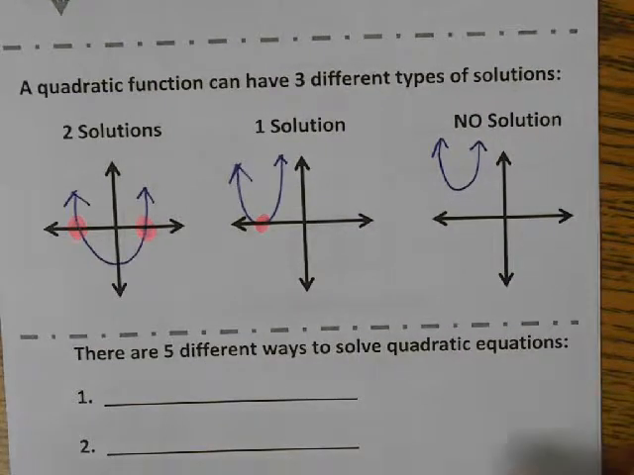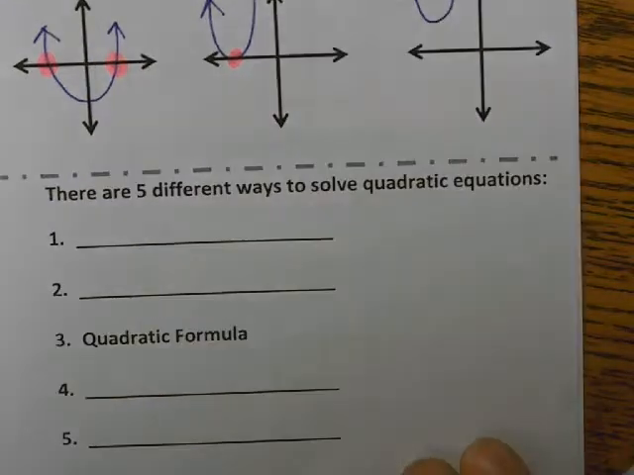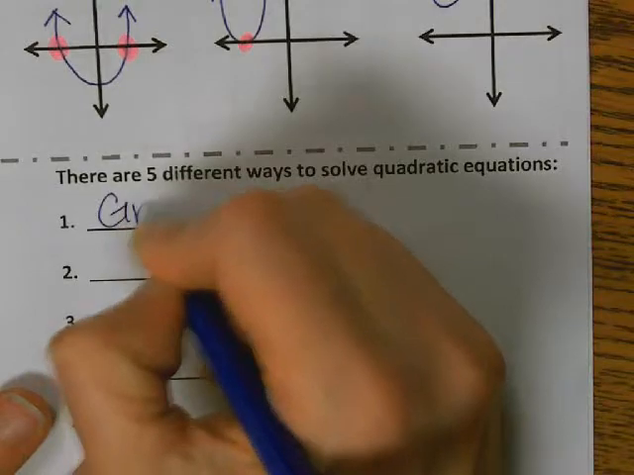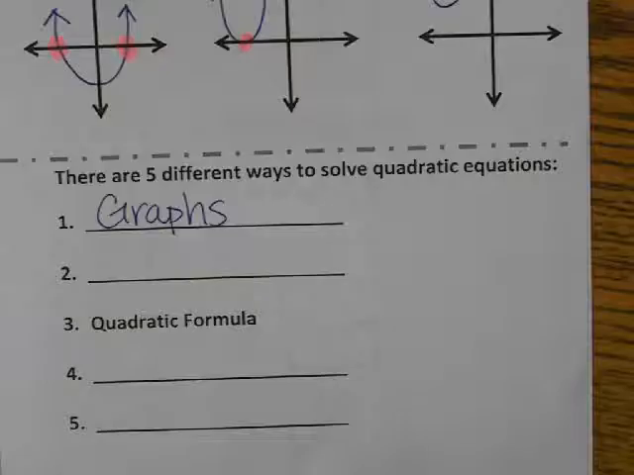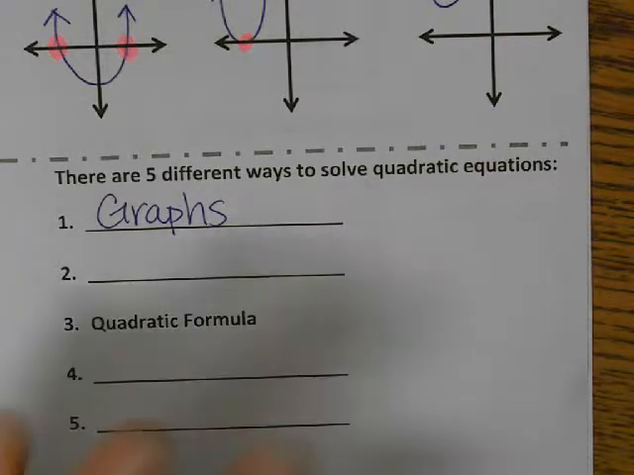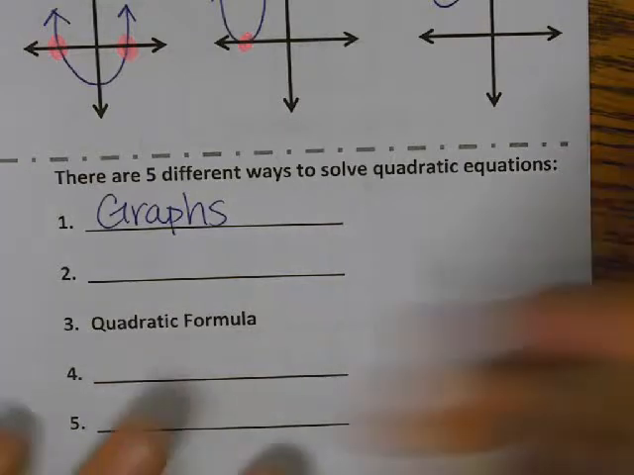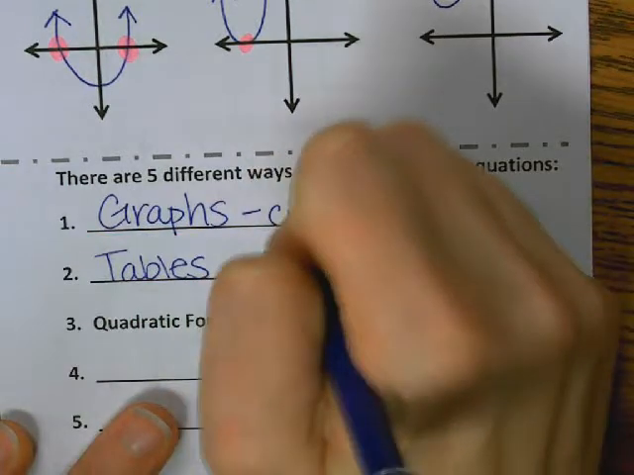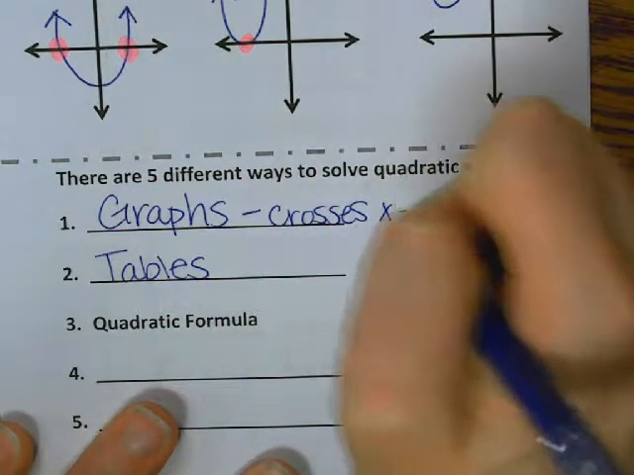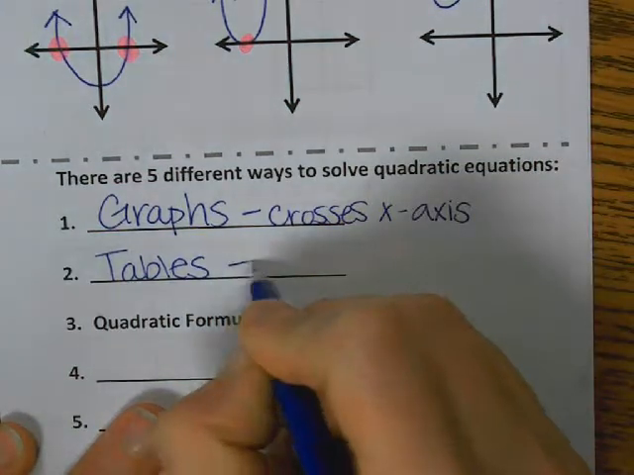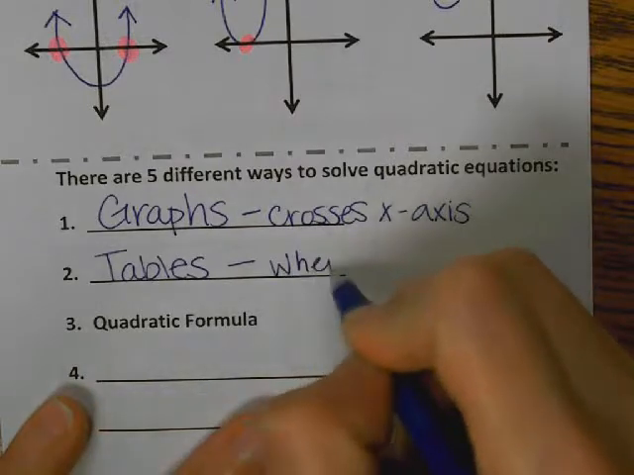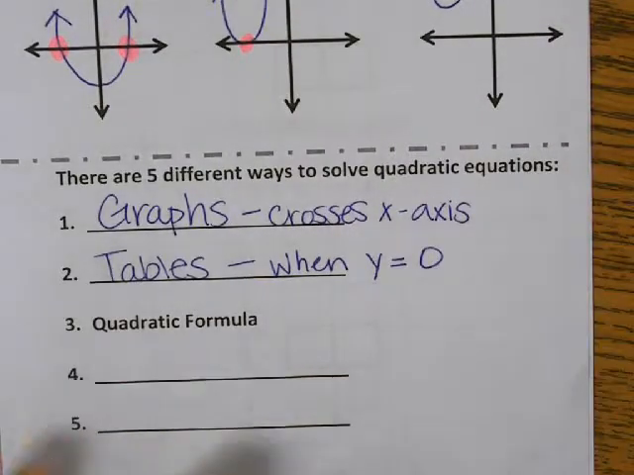All right. Next, there are 5 different ways to solve quadratic equations. The first one is to look at graphs. And when you look at the graphs, you're just going to look at where it crosses the x-axis. The second one is to look at tables. So if I'm looking for an x-intercept, I'm looking for when y equals 0.